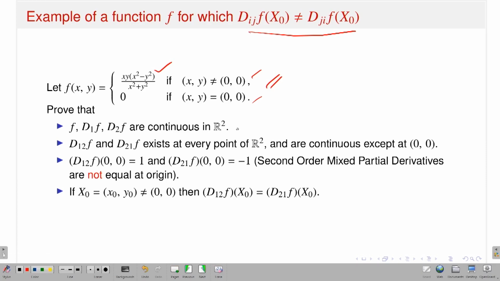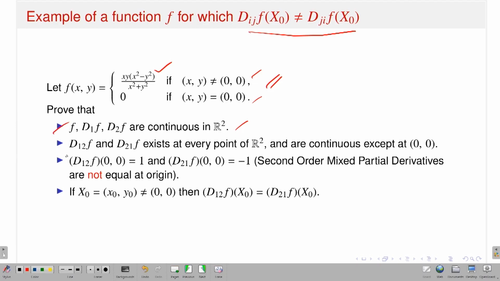So what are the things I said to check? First, check whether the partial derivative of f with respect to x and the partial derivative of f with respect to y are continuous functions on R2. f is a function from R2 to R. The partial derivative of f with respect to x is again a function from R2 to R, and similarly for the partial derivative with respect to y. So first you get those functions and then talk about the continuity.